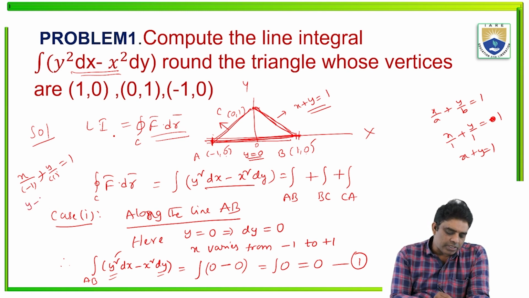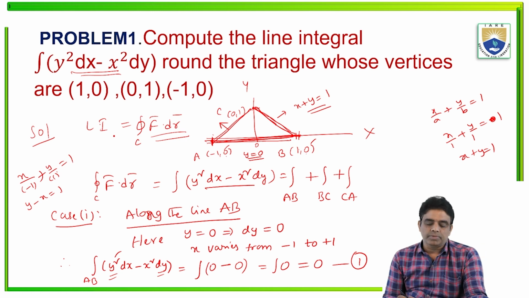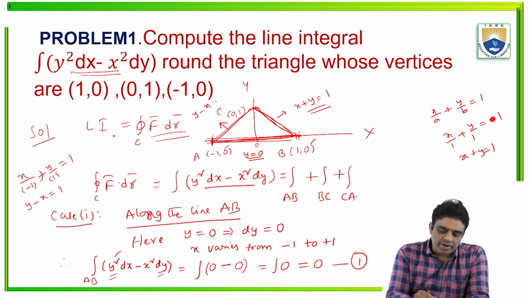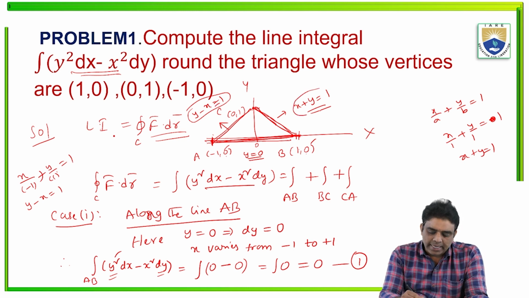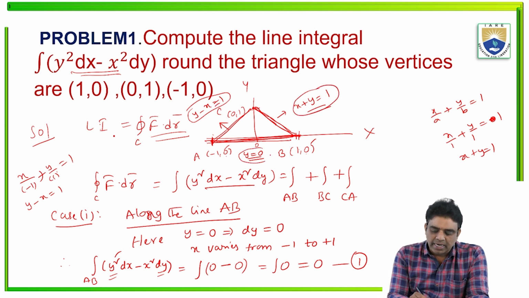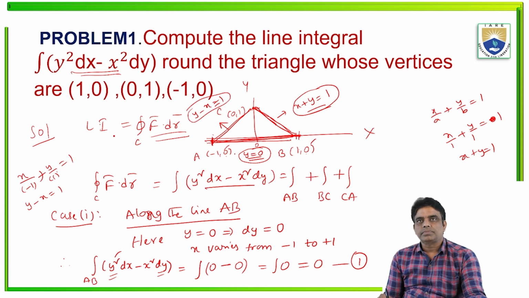So what is the line equation? y minus x is equal to 1. Am I right? This line is y minus x is equal to 1. This line is x plus y is equal to 1. This line is y is equal to 0.